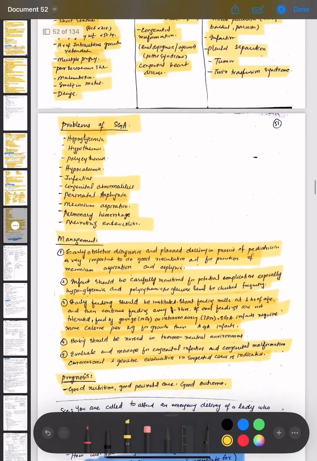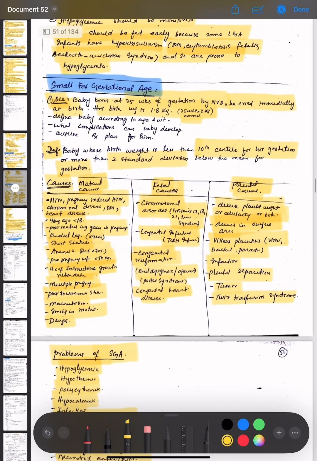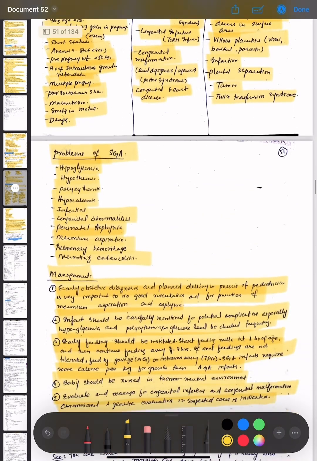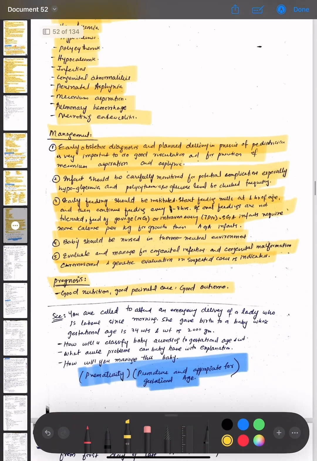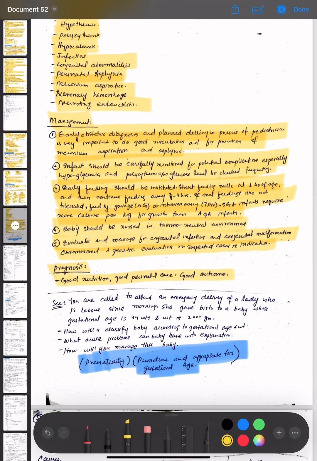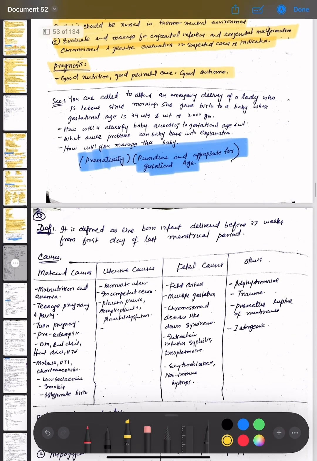Okay, so we have discussed small for gestational age. We have discussed the scenario, then the definition, then the different causes, which are maternal, fetal, and placental causes. Then what are the complications of small for gestational age, and how should we manage the patient of small for gestational age. Now coming towards the premature and appropriate for gestational age.